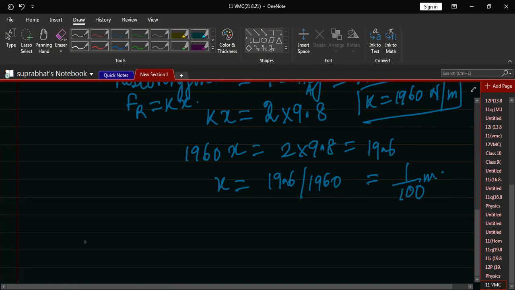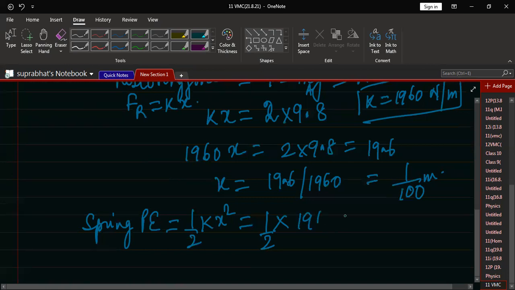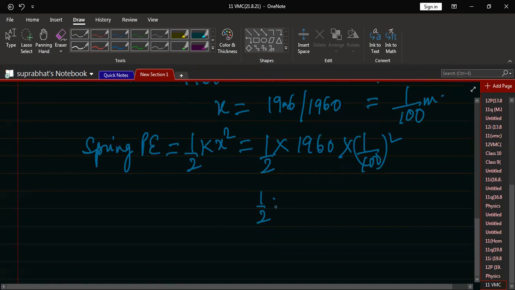So what is the spring potential energy then, children? Therefore, the spring potential energy will be equal to half K x square. So that will be equal to half into the value of K that was given to us, 1960, into x square, that is 1 by 100 whole square. So what will we get as the answer? Half into 1960 into 1 by 10000. So this will get cancelled, so this will be your 98.